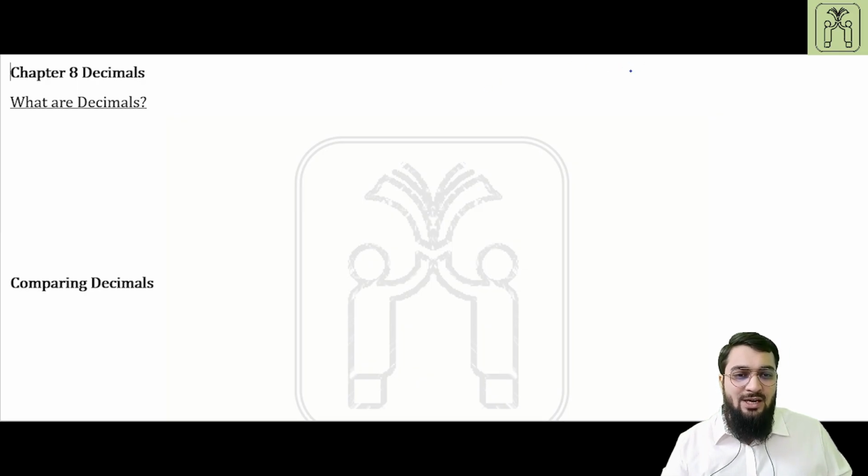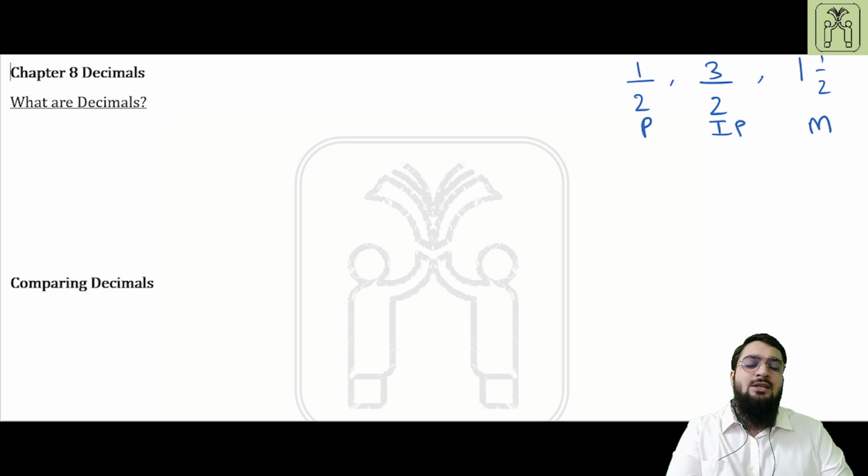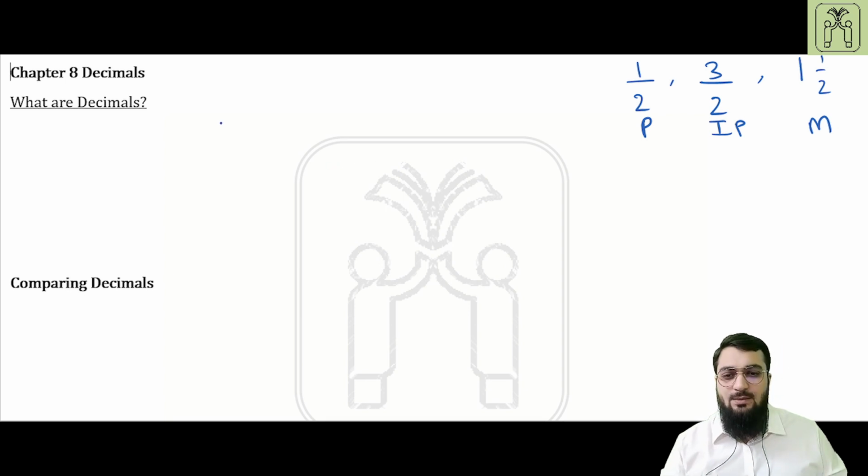So let us say I write three fractions over here: 1 upon 2, then 3 upon 2, and then 1 and 1 upon 2. So here you can see that I have written three types of fractions. First is the proper fraction, second is the improper fraction, and third is the mixed fraction. So first we'll take the proper fraction as an example.